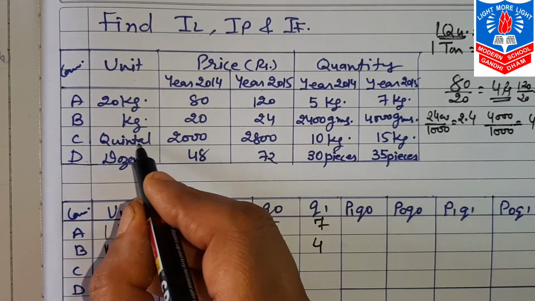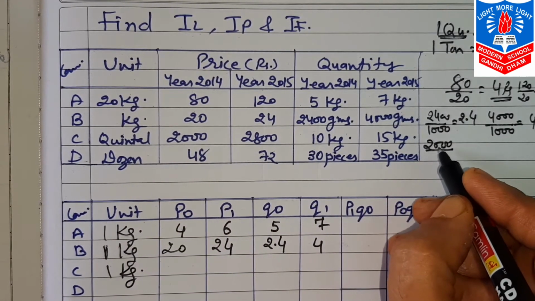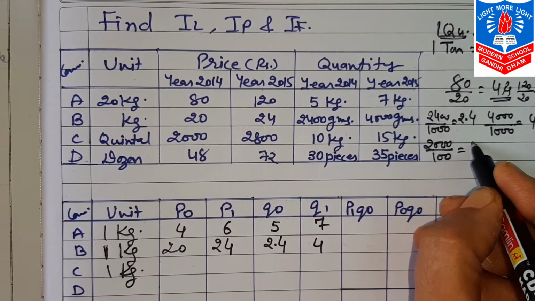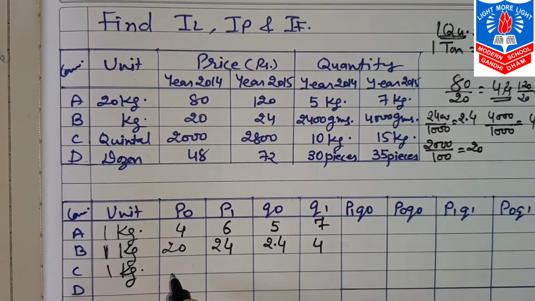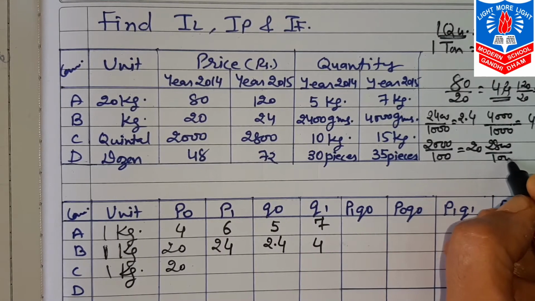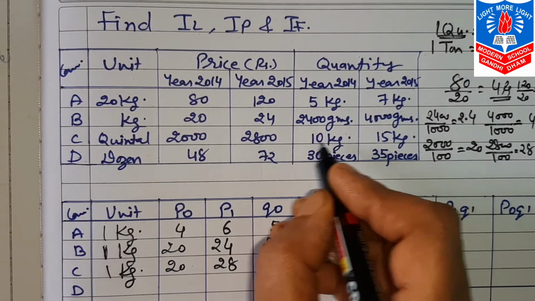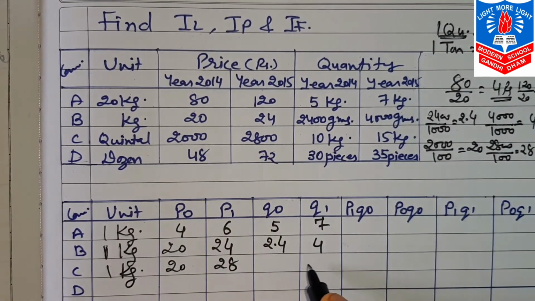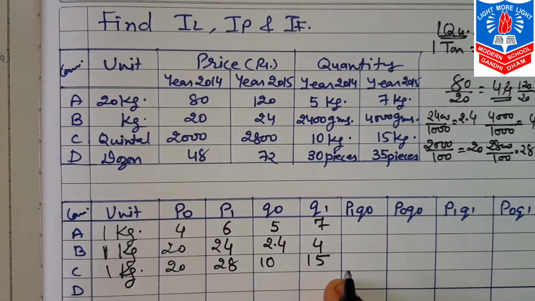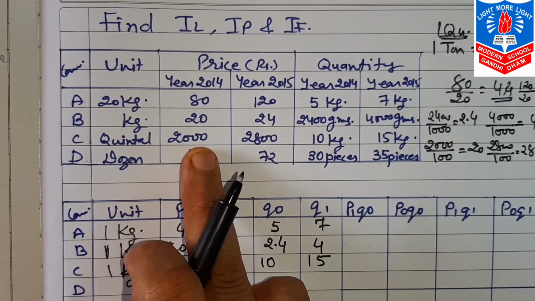Now this 2000 is for 1 quintal. As I said, we will find the price per kg. So 2000 divided by 100 comes to 20, so here we will write 20 rupees. Here 2800 divided by 100 comes to 28, so the price of the current year will be 28. Now the quantity. See, here it is also kg, and this quantity is also in kg, so 10 and 15. This is important: if it is ton, then this 2000 we divide by what? 1000.